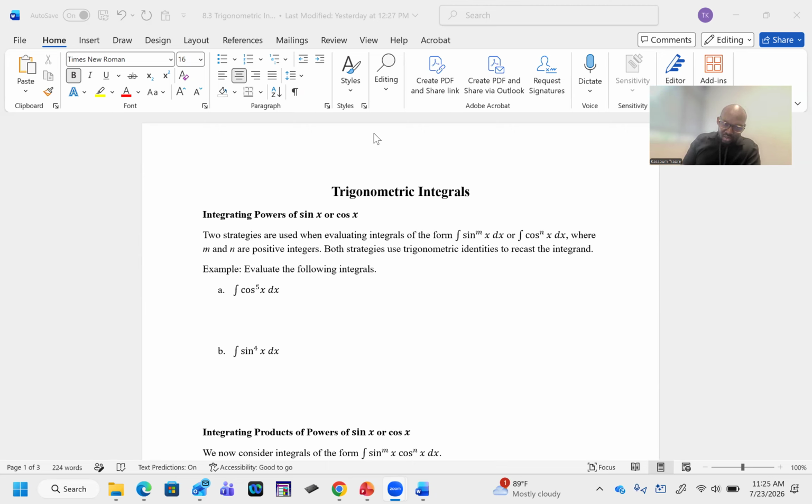Okay. So integrating powers of sine x or cosine x. Two strategies are used when evaluating an integral of the form the integral of sine to the power of m x dx or the integral of cosine to the power of n x dx, where m and n are positive integers. Both strategies use trigonometric identities to recast the integral. So let's start.